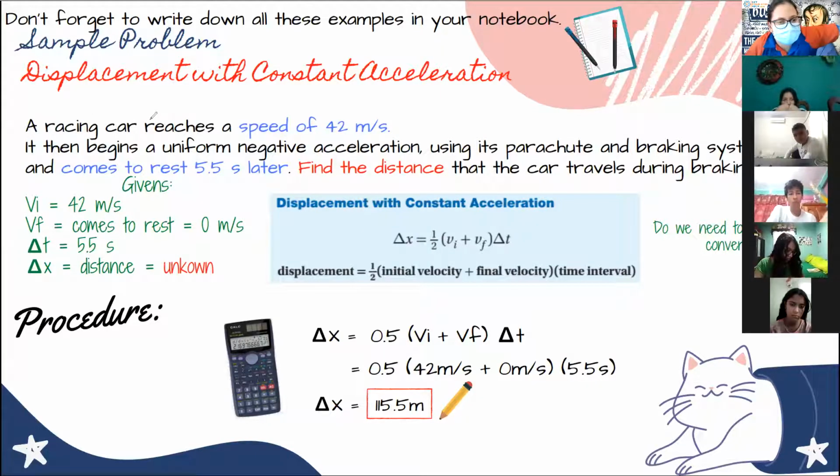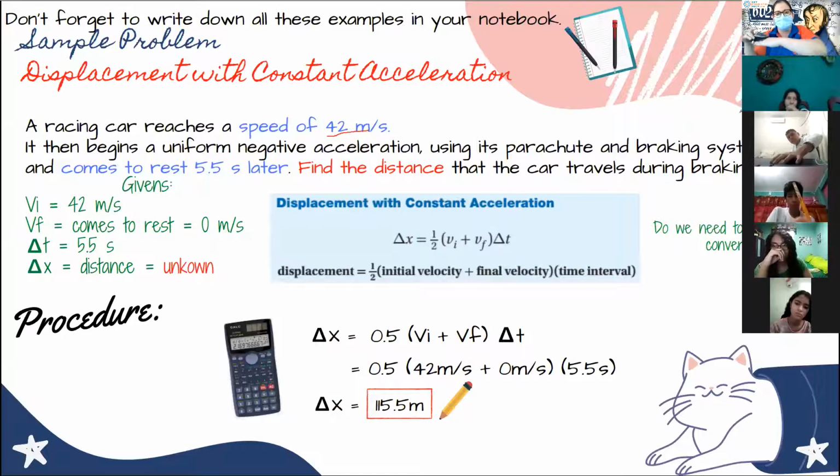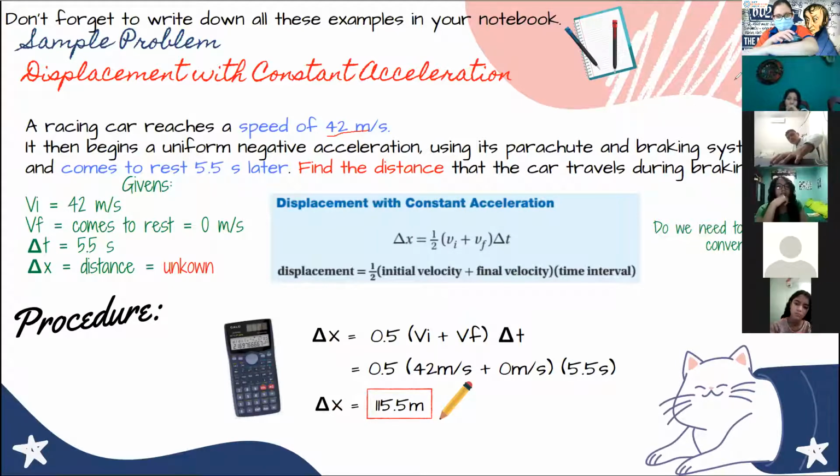It says, a racing car reaches a speed of 42 meters over second. It then begins uniform negative acceleration using its parachute and braking system. It means the car was traveling at 42 and then applies the brakes, okay, and begins to slow down. That's what it means. And it says, and comes to rest 5.5 seconds later. So that means that from the moment the car has 42 meters over second until the moment it goes to rest, that happened between 5.5 seconds.